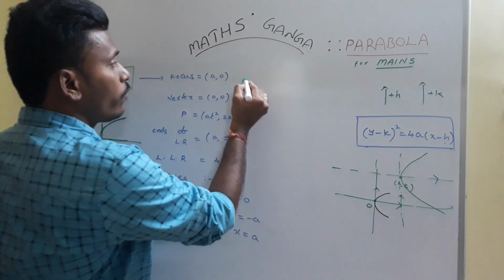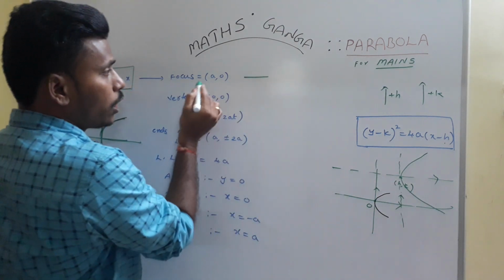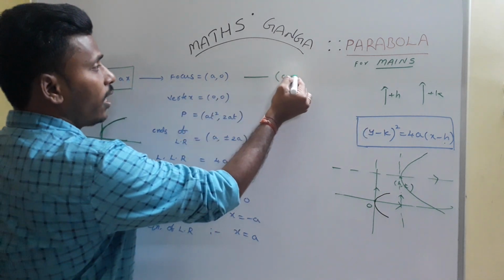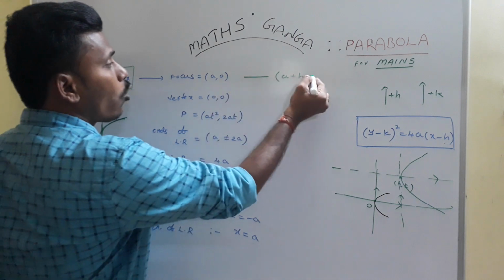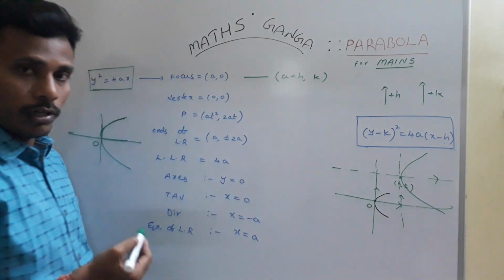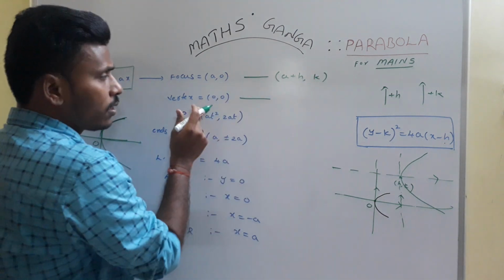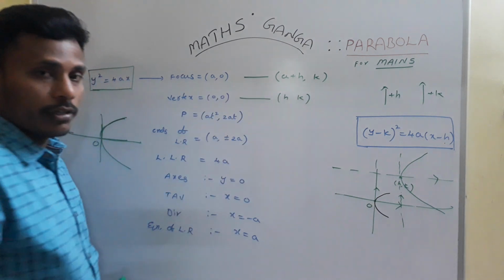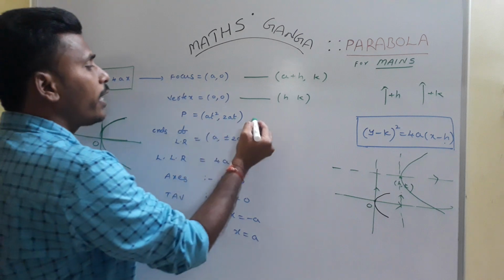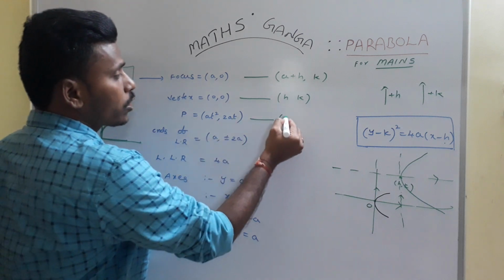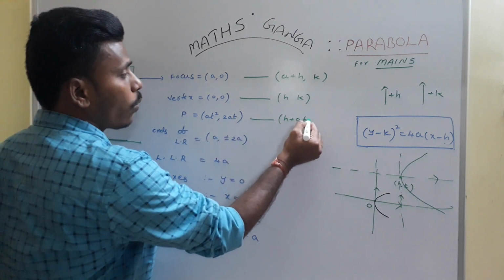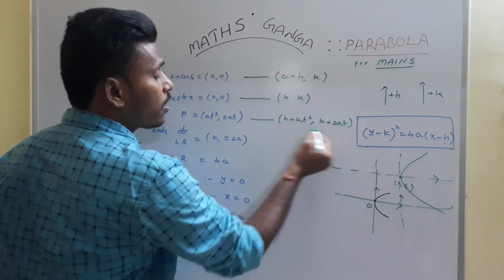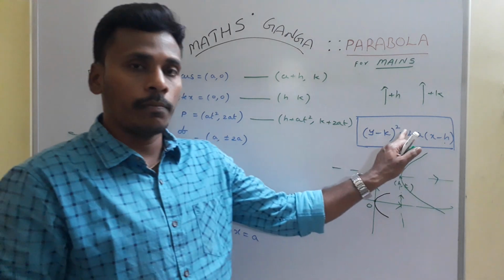For this, if you need to mention the focus, you just raise this x by h units and then y by k units. X coordinate is a, raise it by h units. Y coordinate is 0, raise it by k units. And for the vertex, h comma k, raise x coordinate by h units, y coordinate by k units, and the vertex is h comma k. For the point at square comma 2at, raise the x coordinate, h plus at square, and y coordinate by k, k plus 2at. So this is the parametric point on this parabola, right?